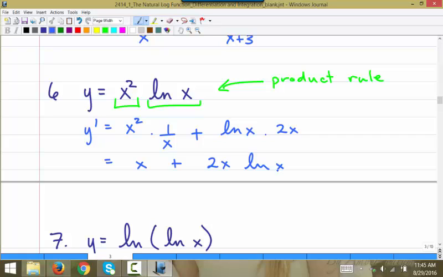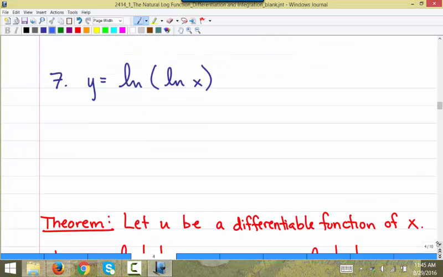Usually you want to write the constant and variables in front of the ln's or the trigs. Questions on that? First times the derivative of the second plus second times the derivative of the first. All right. Question?